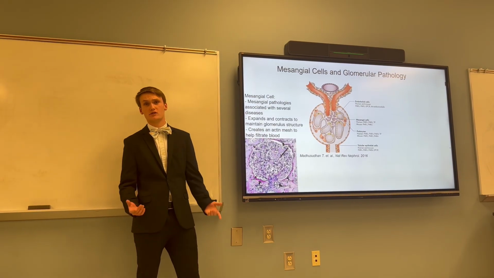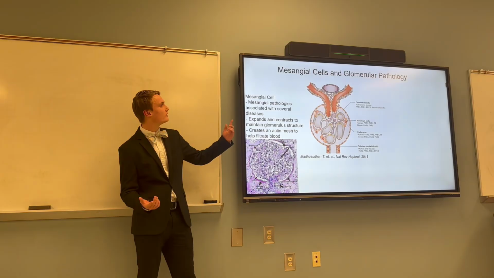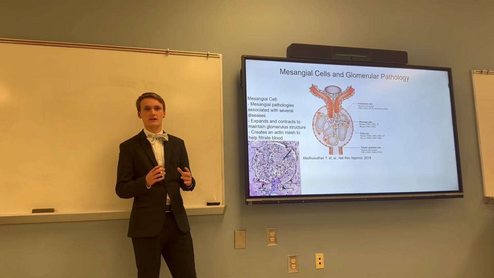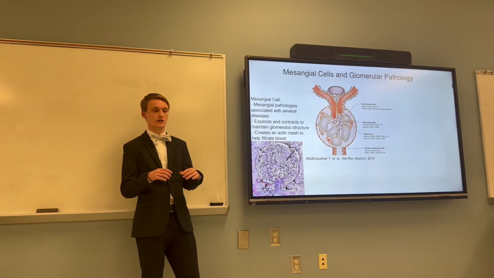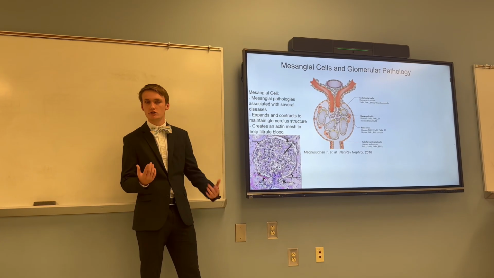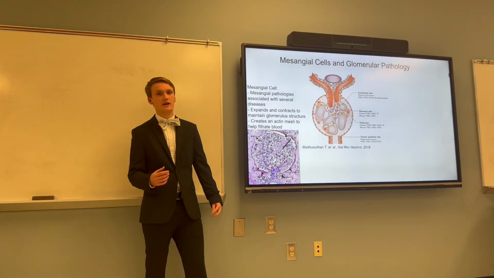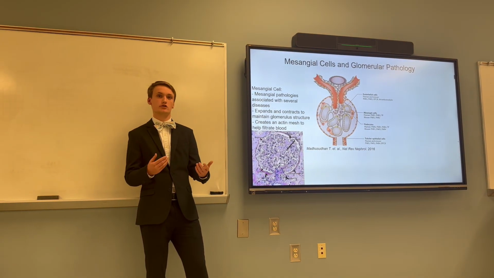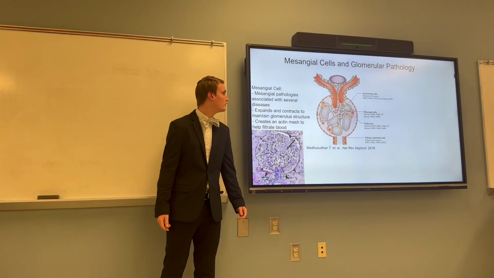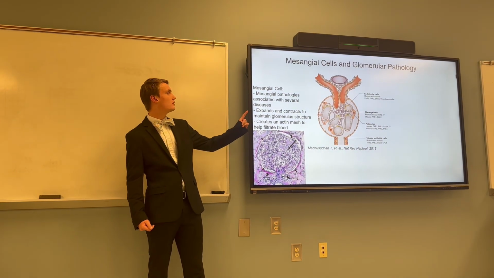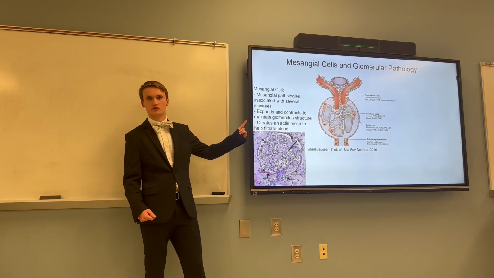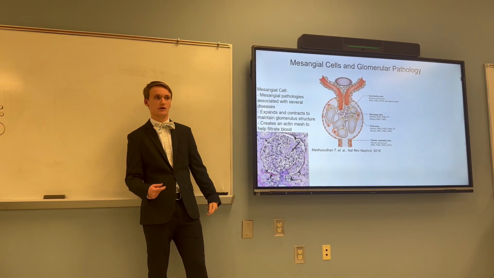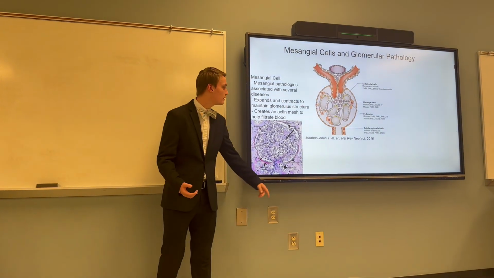So for today, we're going to be focusing majorly on the mesangial cell. The mesangial cell is muscle-like in nature, to where it expands and contracts to help blood pressure. And it can also create an actin mesh to work almost like a fish net to help further filtrate the blood within our bodies. Now, the mesangial cell has many glomerular pathologies associated with it, including diabetes and chronic kidney disease, which is going to have a heavy focus in this research.